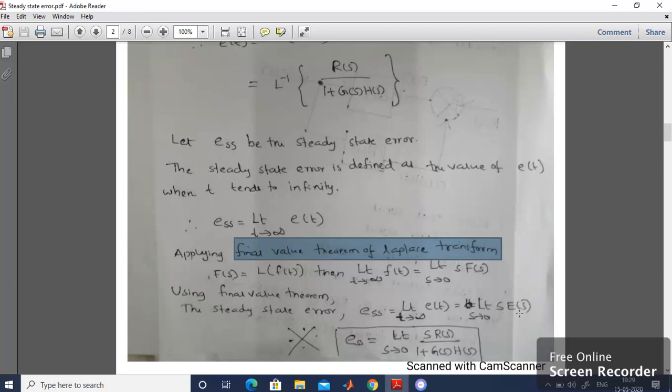Therefore, you know the value of E(s). What is the value of E(s)? R(s) divided by 1 plus G(s) into H(s). The same value can be substituted over here. Therefore, steady state error ess is given by limit s tends to 0 s into R(s) divided by 1 plus G(s) into H(s). So this is the expression for steady state error.